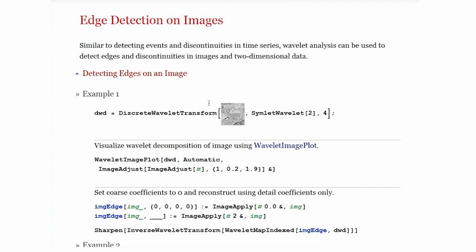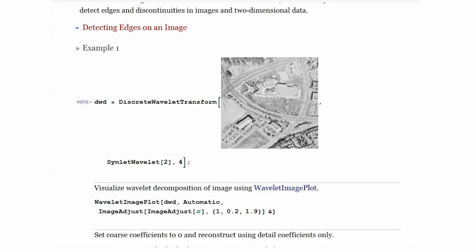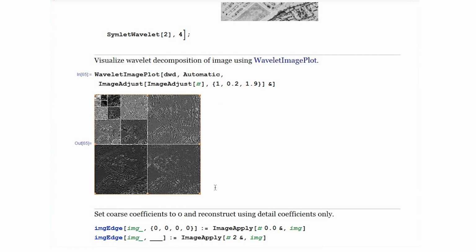As an example, we're going to start with detecting the edges of the following image. We're going to perform a discrete wavelet transform on this image using a simulate wavelet, and we're going to perform 4 levels of decomposition. As usual, we first want to visualize what the coefficients look like, and you can do that using wavelet image plot. This is the variable we have given to the transformation, and we apply an image processing component to it, which is basically image adjust, so that it adjusts the brightness and contrast of the wavelet coefficients.